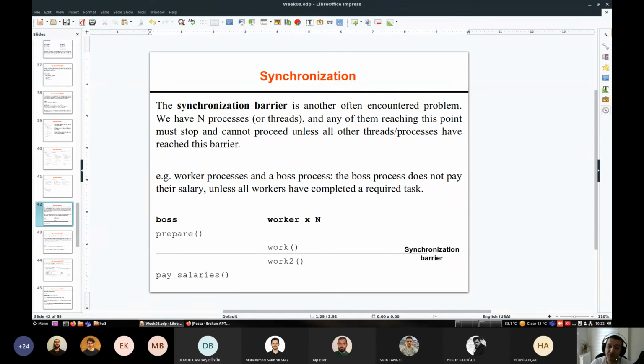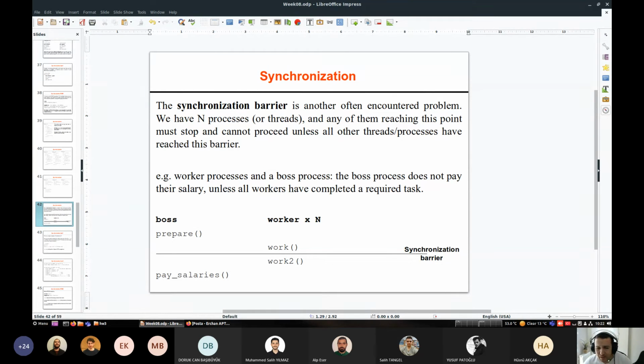Or, for instance, you can have a teaching assistant process and student processes. The student processes agree, in the middle of an exam, to give their papers to the TA, but only after all of them have finished. That's a synchronization barrier. In fact, this is one of the questions that I had used in an exam some years ago. So how do you solve this?